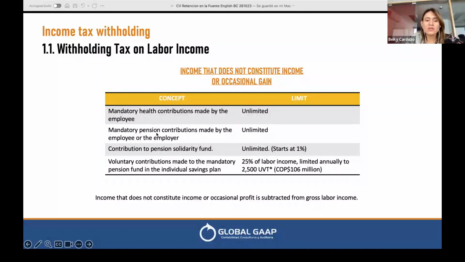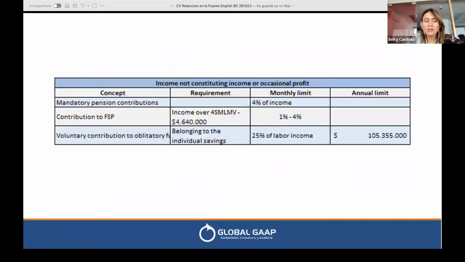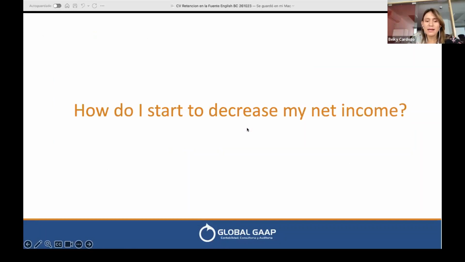The health contributions and the pension contributions are unlimited, and I said this is a special contribution, and it starts at 1%. Okay, so here we have the math of the same concepts. I'm not going to stop on this slide.